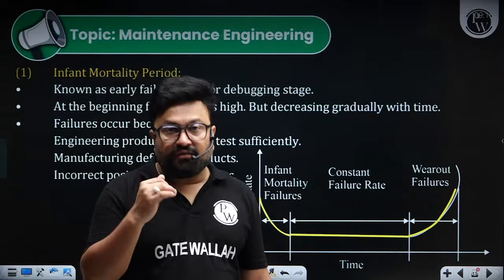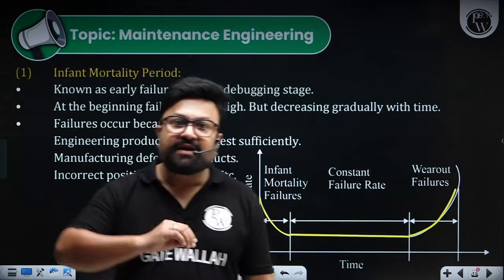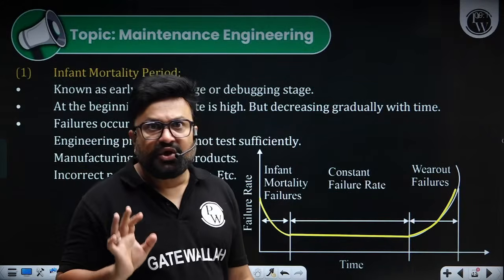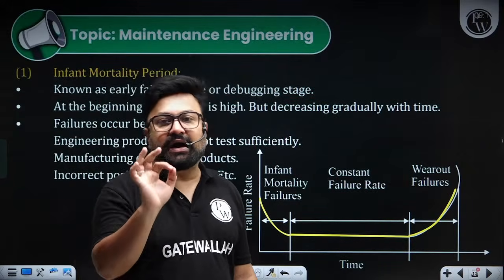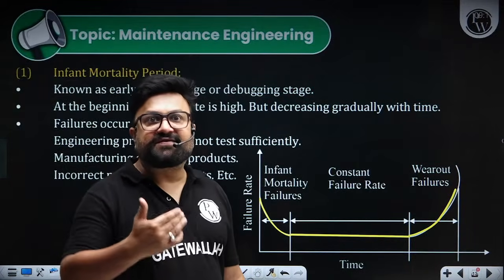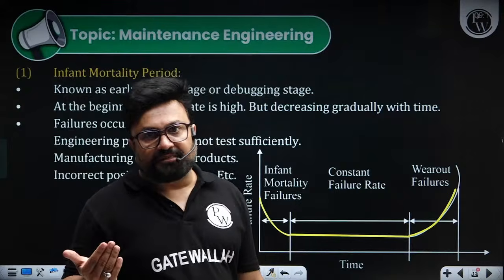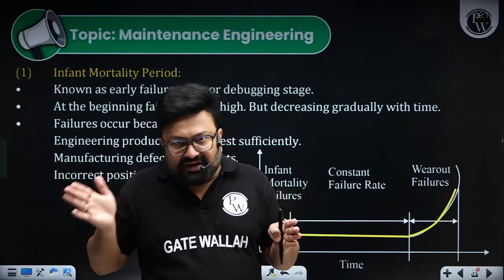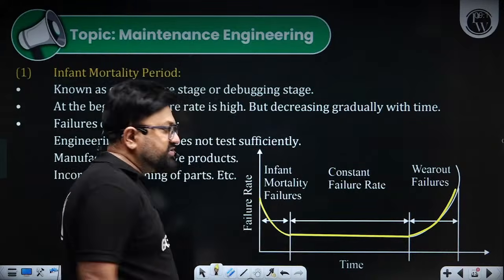Why is failure occurring in the infant mortality stage, or the first stage? Basically, due to engineering, the product was not tested sufficiently. Basically you haven't done sufficient R&D on the product, or it may be a manufacturing defective product. If some early defect has come, then it might be possible that the infant mortality period will come. Incorrect positioning of parts. If you have not aligned all the parts in the machine properly, then it might happen that the failure rate initially is high.